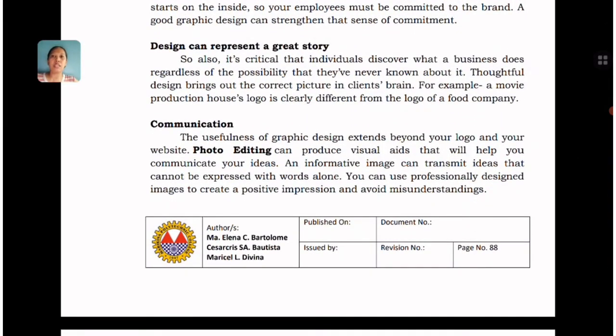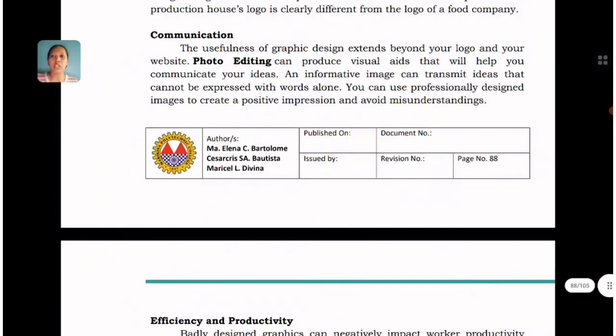Design can represent a great story, so also it's critical that individuals discover what a business does regardless of the possibility that they've never known about it. So usually yung mga logos, may mga history kung bakit yun yung ginagawang logo ng isang company. And it tells also the company's history. Then communication, so syempre ang gusto natin, ma-communicate natin sa ating customer or audience kung ano yung product natin or service.